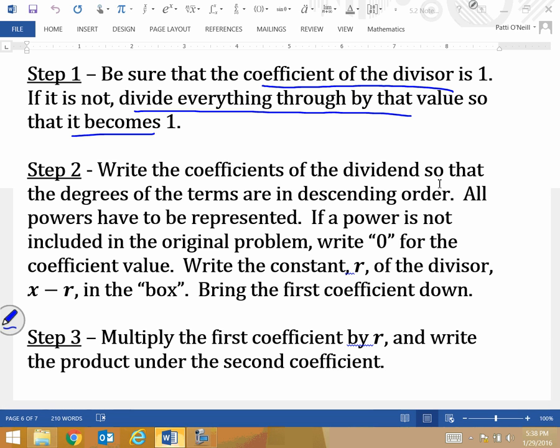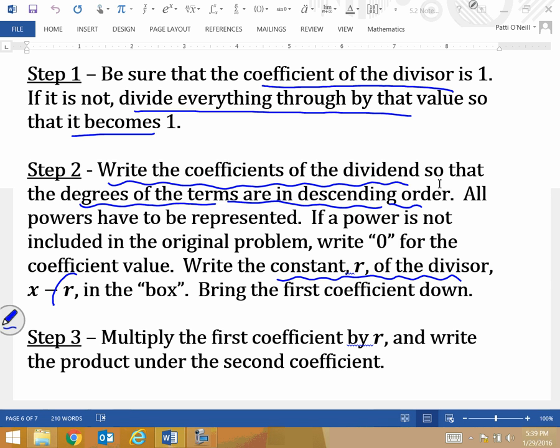Step 2 was to write the coefficients of the dividend so that the degrees of the terms are in descending order and they're all included. So all the powers have to be represented. That's when, if a power is not represented, write 0 in for that coefficient value. Then you're going to take the constant r of the divisor.